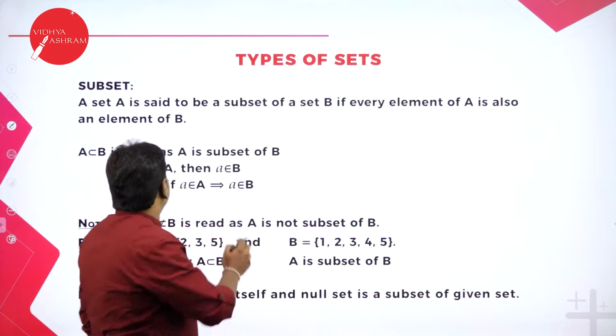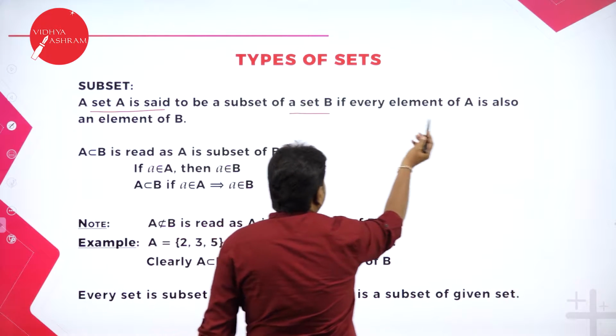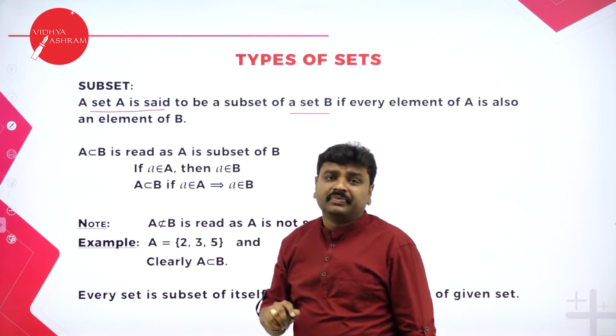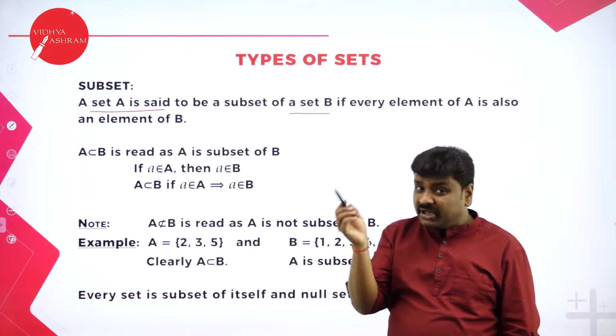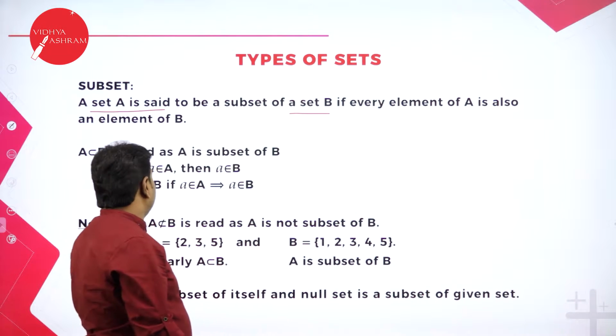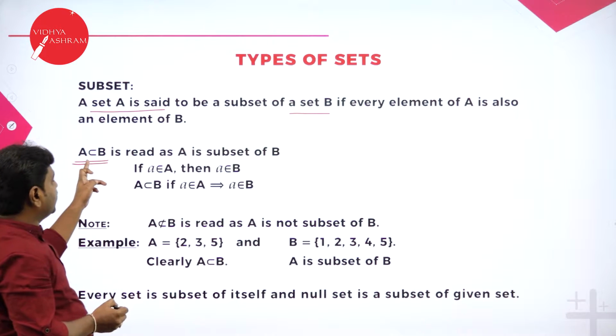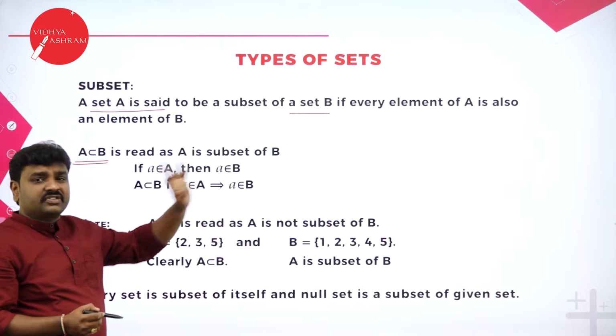So subset means set A is said to be a subset of B if every element of A is also an element of B. Every element in A should be also present in B. Then we say A is a subset of B. And here we read this symbol as A is a subset of B.